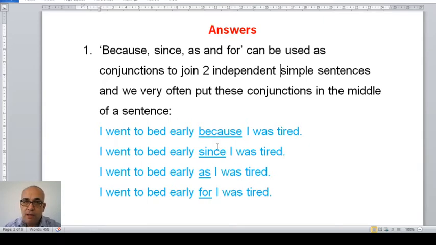So here, because, since, as, and for have the same meaning, but we use them to show we are very good at speaking or writing. So I know they have the same meaning, but when you use different ways of using conjunctions and different conjunctions, this means you show people your English is very good.